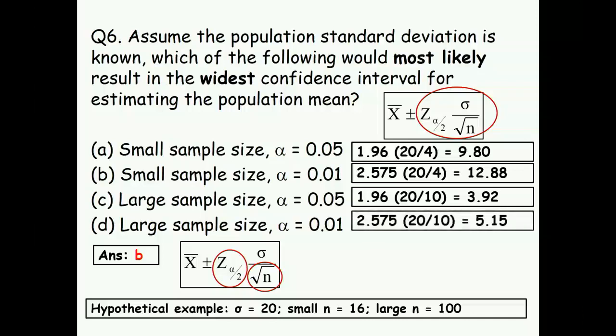So B is the correct answer. You could create any hypothetical example. And the sampling error is 12.88 for this example. So it would give us the widest.